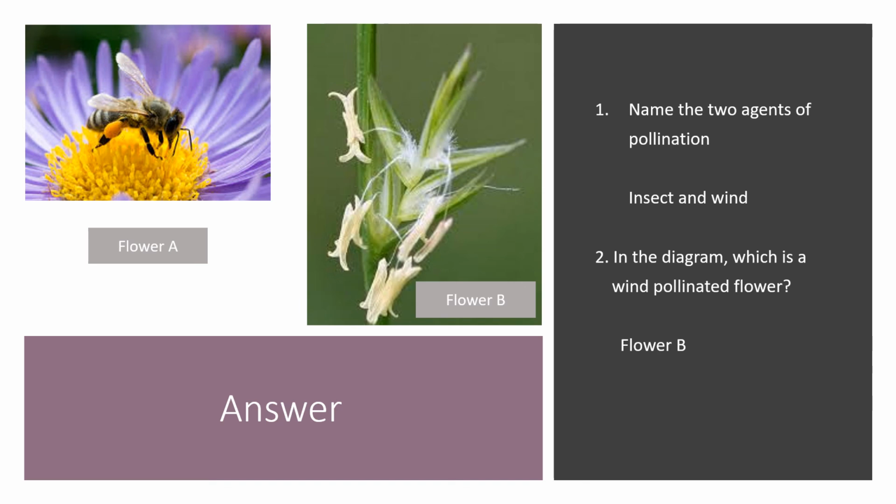The first question is asking about the naming the two agents of pollination, and the answer must be insect and wind. Second question, in the diagram, which is a wind-pollinated flower? The best answer is flower B.